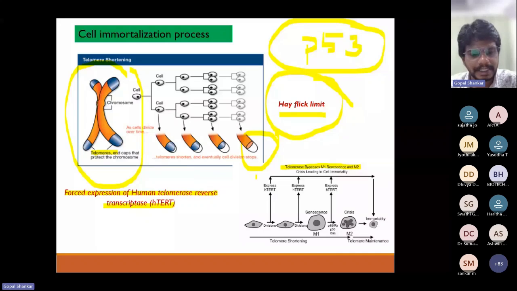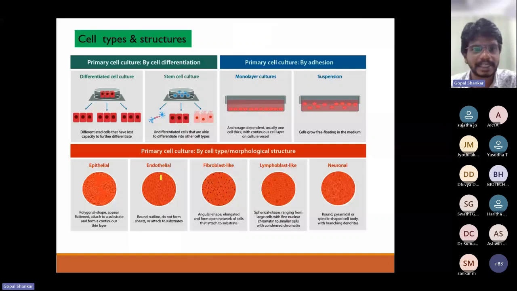So one common method is basically your telomerase reverse transcriptase activation process. So this is the simple structure of cell types and structure: differentiated cells, stem cells, monolayer, and suspension. We saw them. Now let's go to cell counting. So what is cell counting?